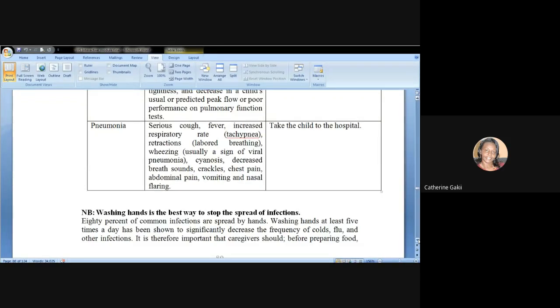Then the treatment, again, just like asthma, you cannot self-medicate unless the doctor gives you medication to go take at home. So take the child to the hospital and then continue giving the drugs as the doctors have instructed. So that is all on the nose and throat diseases that I wanted to share with you.